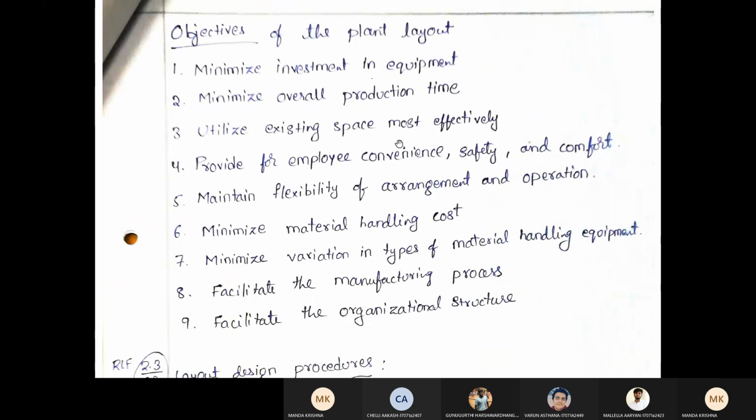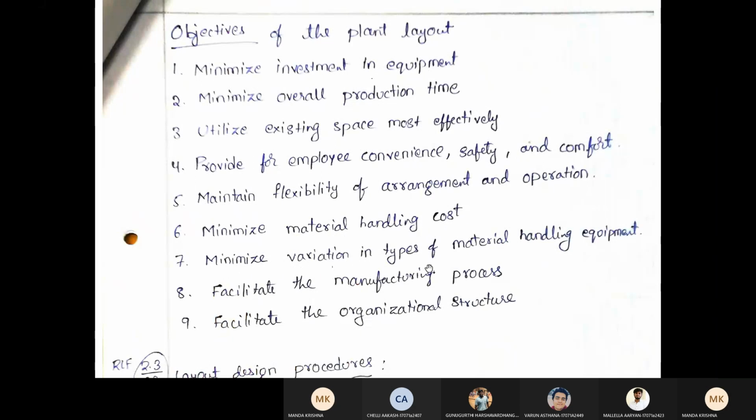To utilize the existing space most effectively, that is length, width and height also we can utilize, that is the cubic space. Next, provide for employee convenience, safety and comfort as we have seen in the principles. Next, maintain the flexibility of arrangement and operation so that if there is any increase in the demand also, we have to rearrange that. Next, minimize material handling cost, that is cost for the movement of materials from one place to another place.